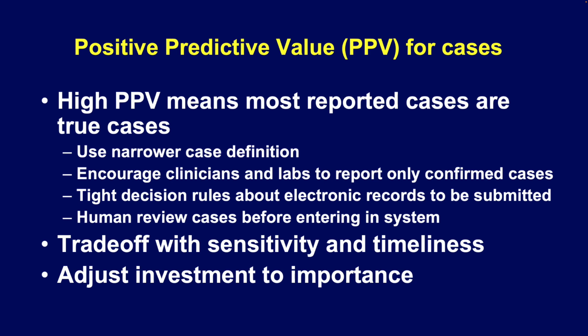And you can increase the positive predictive value of your surveillance system by using a narrower or more specific case definition. In contrast to how you tweak the sensitivity of a surveillance system, you essentially do the opposite to increase specificity. You can encourage clinicians and labs to report only those cases that are confirmed, not just the ones that they suspect might be cases. There are a few different strategies you can use to influence the specificity of a surveillance system, and when you increase it, it often comes at the cost of decreased sensitivity and timeliness.